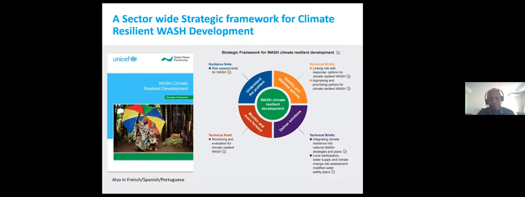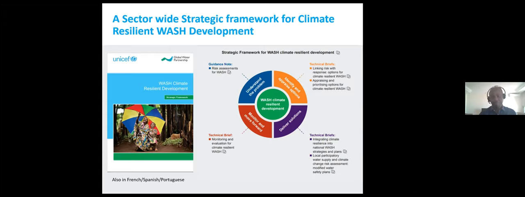The framework that we're looking at today already has quite wide application. I think the previous speakers have mentioned that it's developed by Global Water Partnership and UNICEF, but it is actually not for our exclusive use. It is for general use. So it's available to the entire WASH sector. It's available in French, Spanish, and Portuguese.